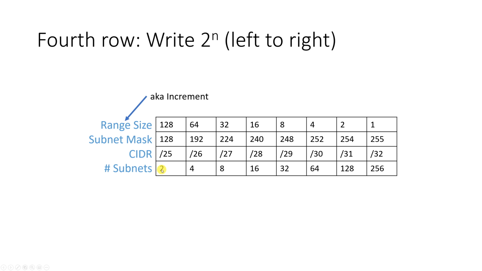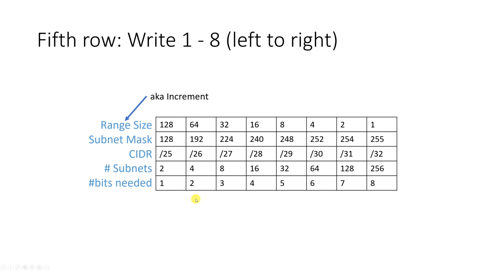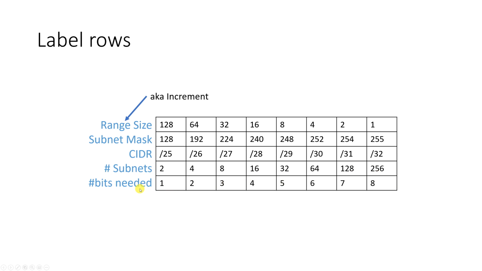It's that simple. 2, 4, 8, 16, all the way up to 256. This is going to be your number of subnets. But again, don't worry about labels so much right now. Let's move to the fifth row. Just write in 1 through 8. That's it. 1, 2, 3, 4, 5, 6, 7, 8. Too easy. This is going to be your number of bits borrowed. So let's move to labels.